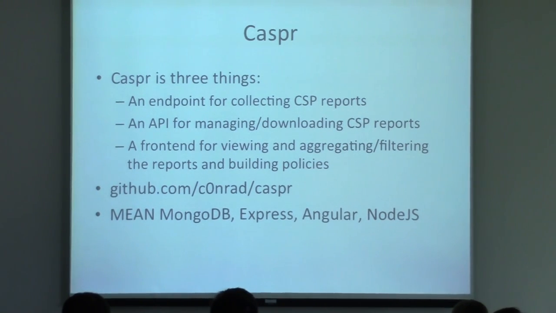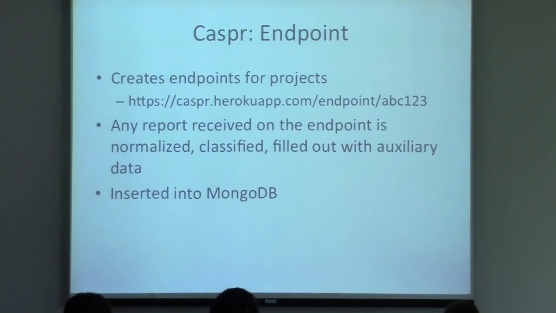You can find it on GitHub, Mozilla slash Caspr. It's the standard MEAN stack: MongoDB, Express, Angular, Node.js, hipster tools, but not so hipster anymore. First up, it's an endpoint. It creates endpoints for projects. I'm going to go through installing CSP on a website in a minute, so we're just covering this and then I'll show you how it actually works. It creates endpoints for projects, so this is the report URI you'll use once you have everything set up. Every report received on the endpoint is normalized, classified, filtered, and filled out with the auxiliary data.